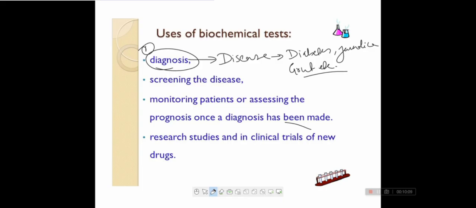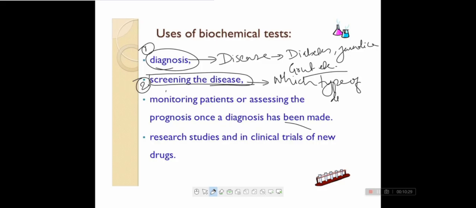Next, a function and use of biochemical tests is screening the disease. How do we screen the disease? Which type of disease is present? These are identified by the biochemical test.